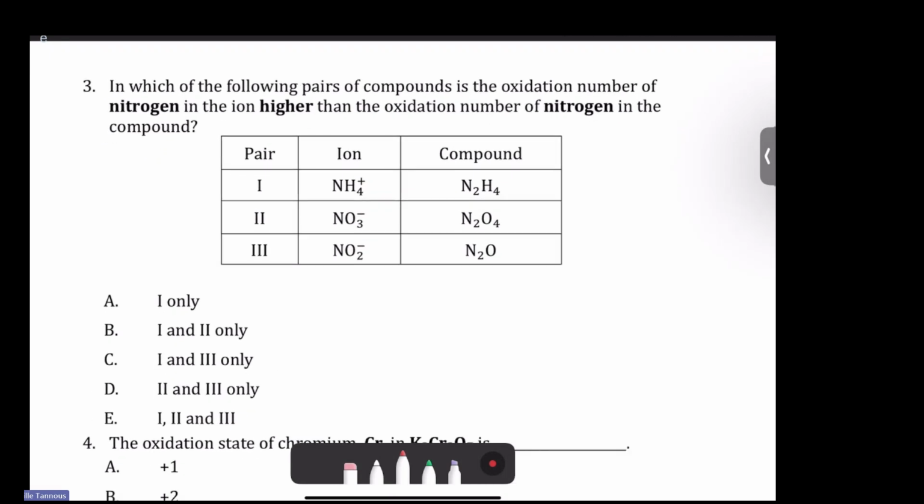Moving on. In which of the following pairs of compounds is the oxidation number of nitrogen in the ion higher than the oxidation number of nitrogen in the compound? So this is an ion. These given are compounds. They want us to choose the option where N here has an oxidation number higher than the N in the compound. So we need to find N in every example.